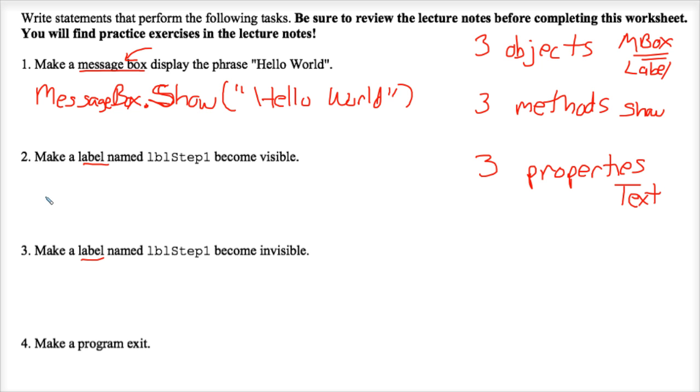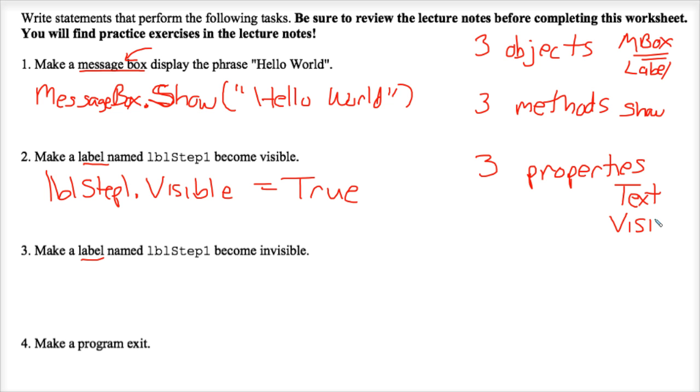Now, number 2, to make something visible, it's whatever the name of the object is, LBL step 1 dot visible equals true. The word true with a capital T is how you make something visible. Visible is an example of another property, like text. But instead of saying hello world or something like that, it's the word true with no double quotes.